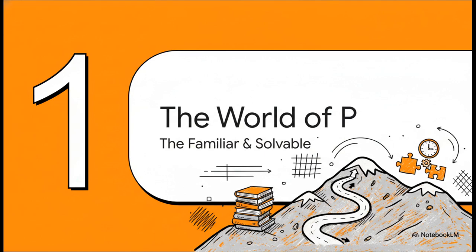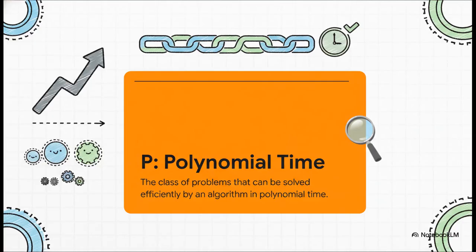This is the world of problems that, for a computer scientist, are considered easy. This world is called P, and P stands for polynomial time. Now, I know that sounds a little technical, but all it really means is that as a problem gets bigger, the time it takes to solve it grows at a nice, predictable, and manageable rate. We call these problems tractable.